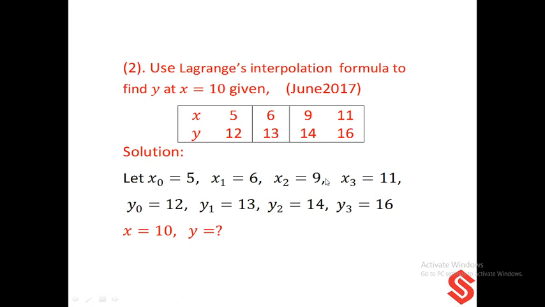So first let us write the given data as x naught is equal to 5, x1 is equal to 6, x2 is equal to 9, x3 is equal to 11, y naught is equal to 12, y1 is equal to 13, y2 is equal to 14, and y3 is equal to 16. So we need to find y at x equal to 10.